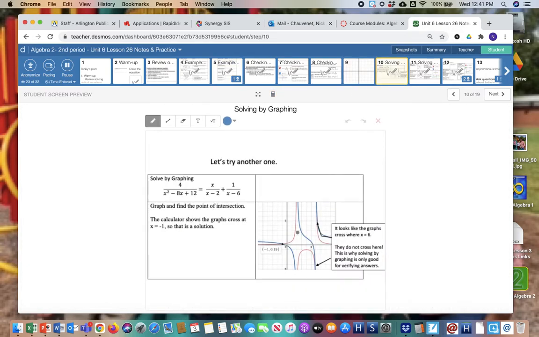And then basically you can do this every time. Now do keep in mind, here's one example where if you type the left side in here and the right side in here, here's what you'd see. Now clearly it does cross at -1, so that would be an answer. However, it's all over the place. You can't tell: does it cross here, here, here, or here? So this is where it's hard to solve by graphing. It's really only good for verifying answers. So on this problem, you say, oh, is it -1? Yes, it is. And you don't even have to worry about the rest of this stuff.